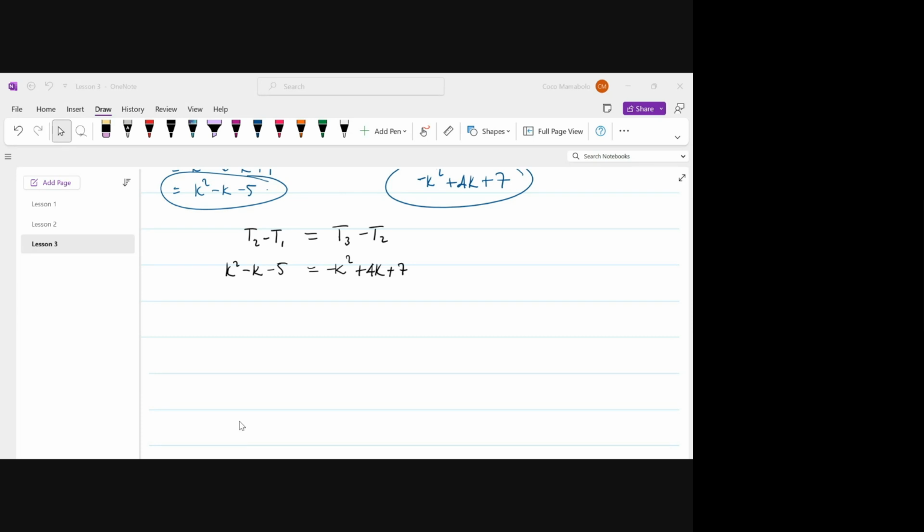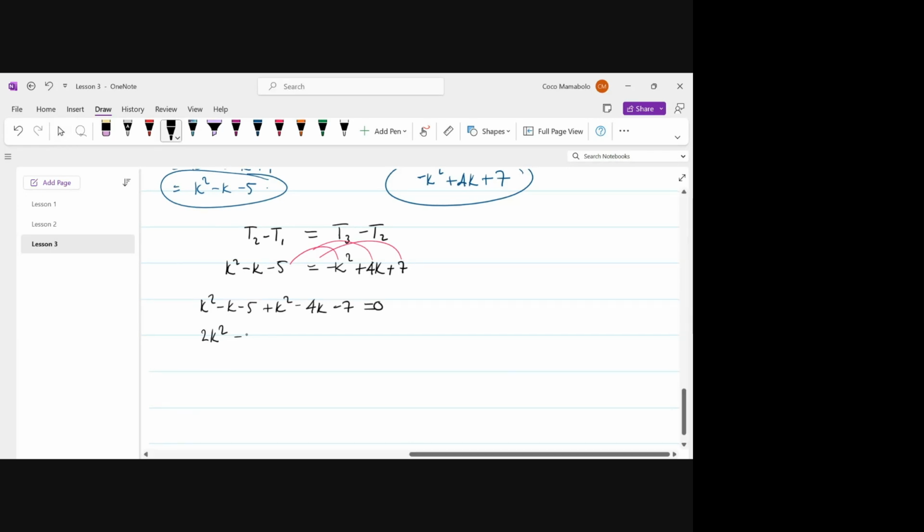All right. Shall we have a look at the answer, grade 10s? Okay, so I know that I've got a quadratic, so everything's going to come over to that side. I'm going to end up with K squared minus K minus 5 plus K squared minus 4K minus 7 equals 0. So K squared plus K squared will give me 2K squared. Negative K minus 4K will give me minus 5K. Negative 5 minus 7 will give us minus 12 is equal to 0.